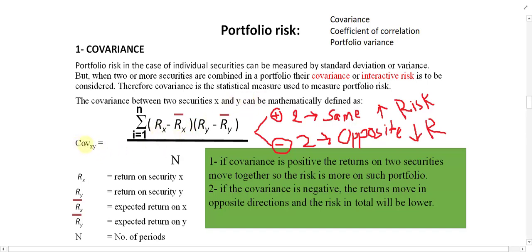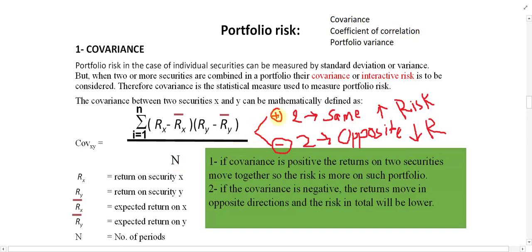So how can we calculate the covariance of X and Y? This is equal to the return of X minus the expected return of X, times the return of Y minus the expected return of Y, and this is divided by N. N means the number of periods.